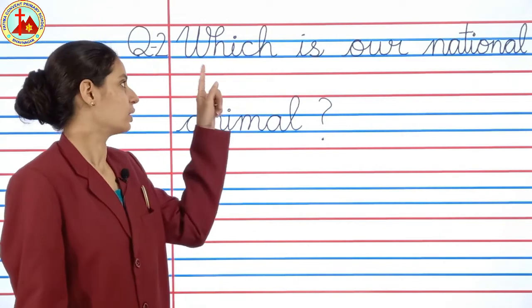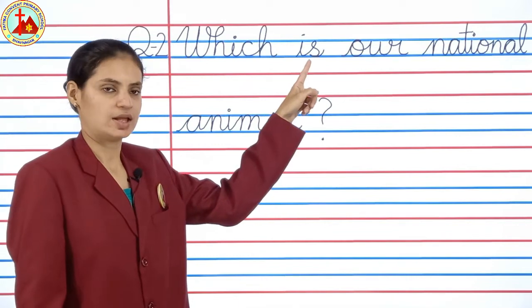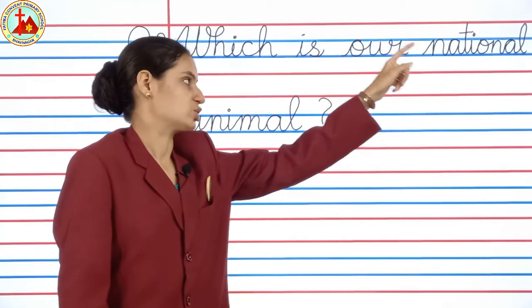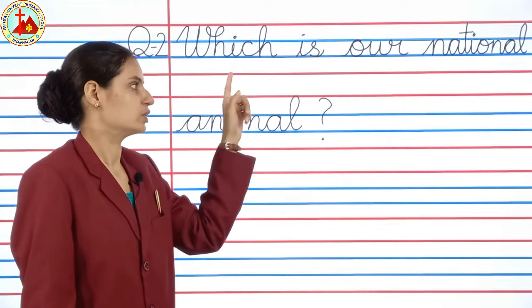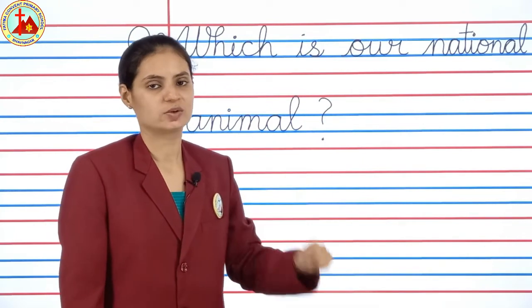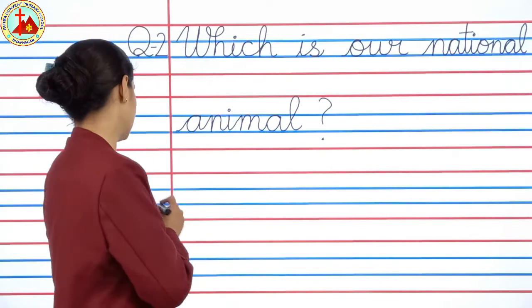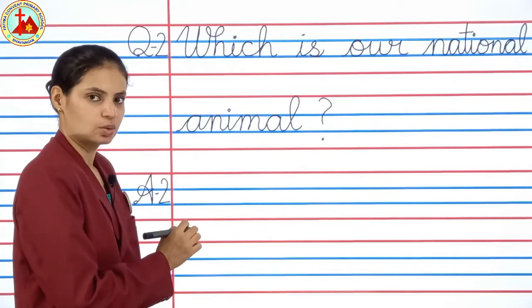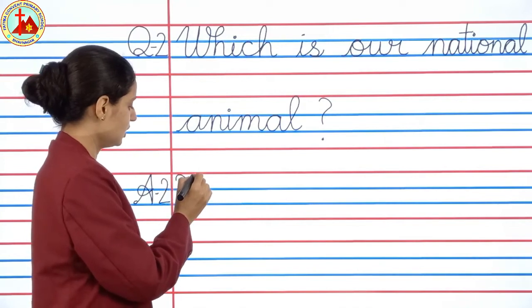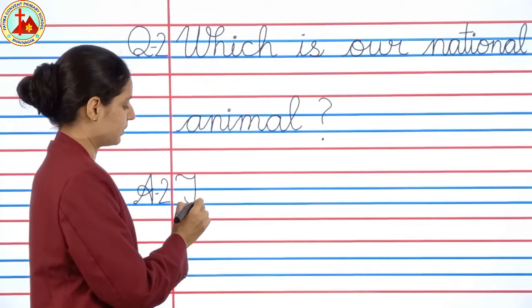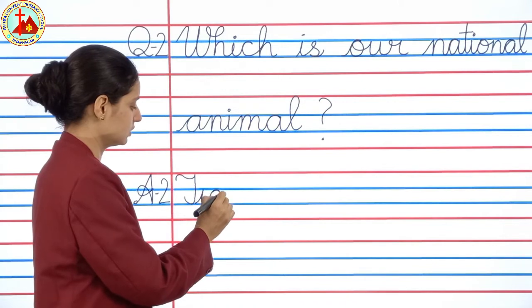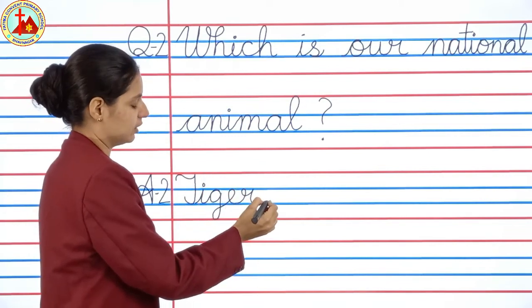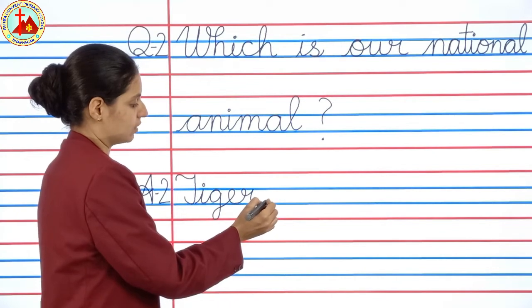Question number 2 is which is our national animal? Which is our national animal? Tiger. Very good children. Tiger is our national animal. We have to write answer 2. Cursive capital A, small dash 2. Answer 2. What is the answer? Tiger. First letter should be cursive capital in the answer. Cursive capital T, I, G, E, R, tiger. Tiger is our national animal. Put full stop at the end of the answer when the answer is over.